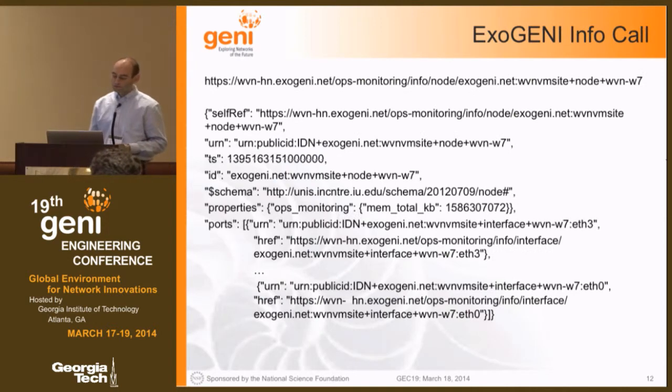So I'm just going to give an example of what this looks like and how it's easy to debug, because you can just plug it in your web browser and look at it. Here's an example of an info call to an ExoGENI node, this particular node, WVN W7. It returns a JSON-style dictionary with information about the ports. If you want to monitor these different ports, you will gather these object IDs through this info query. I truncated this; there are lots of ports on this particular node.